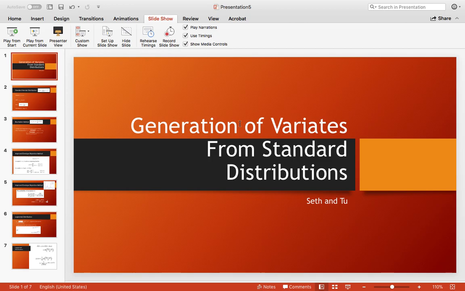Hello again, this is Seth, looking at the Dagpunar textbook for Monte Carlo simulation and Markov chains. Today we're going to be looking at the generation of variates from standard distributions.